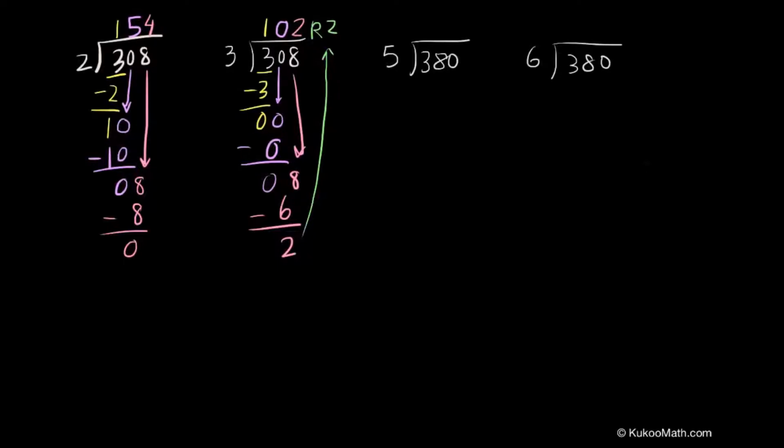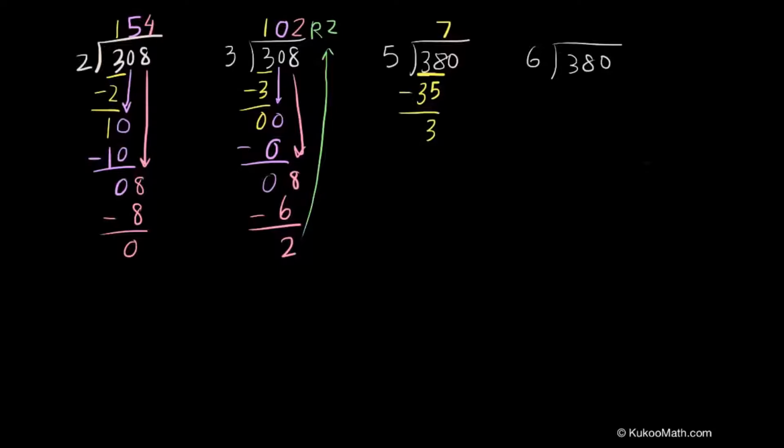Let's try the next problem. Let's first look at whether we can put 5 into the first digit. We can't, so let's extend our view to the first 2 digits, 38. We're trying to see how many times we can put 5 into 38 without going over 38. The closest we can get is 5 times 7. And notice how I put the 7 over the last digit that we're working with, not the 3, but the 8, because we're looking at 38. 5 times 7 is 35. And we subtract and we get 3.